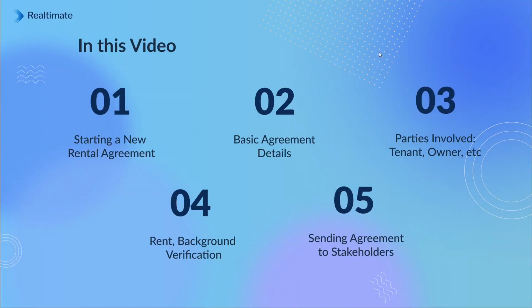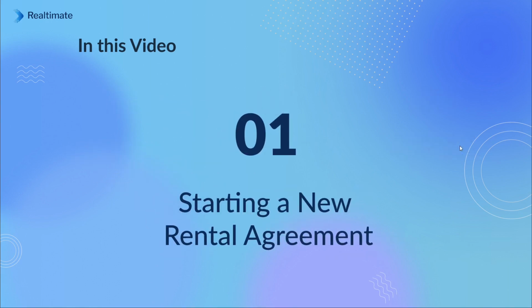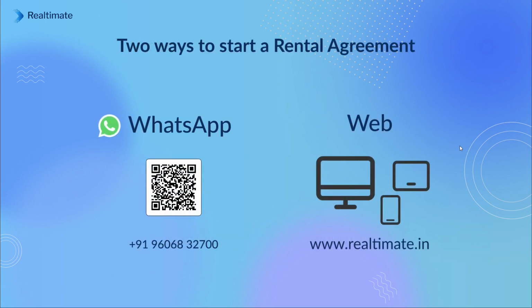So in this video, we are going to walk you through 5 easy steps to create a rental agreement. So let's get started. The first step is how you can start a new rental agreement. To start a new rental agreement, you can send hi on this WhatsApp number or scan the QR code, or you can directly log in to www.realtimate.in, and from there you will be able to start a new rental agreement.